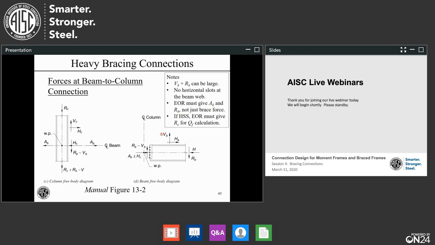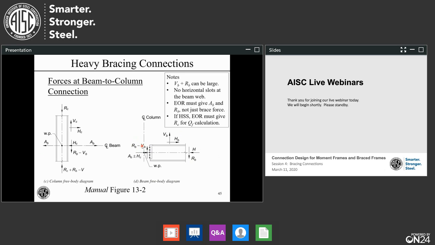Now, tracing the forces from the other direction, we have the forces coming down from the gusset on the beam. The big highlight here is that this V sub B can be 200 or 300 kips pretty quickly. And you add that to R sub B, this can be going down. It doesn't have to be going up. This can be going down, adding to R sub B, and you can have a pretty good sized force here.